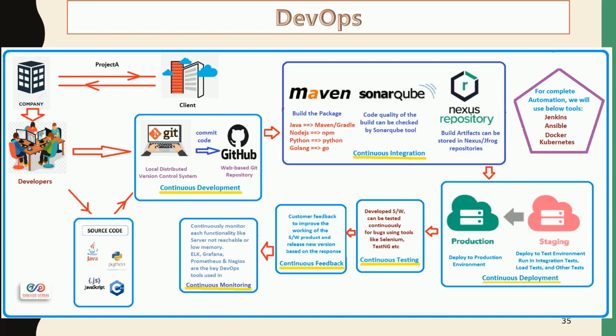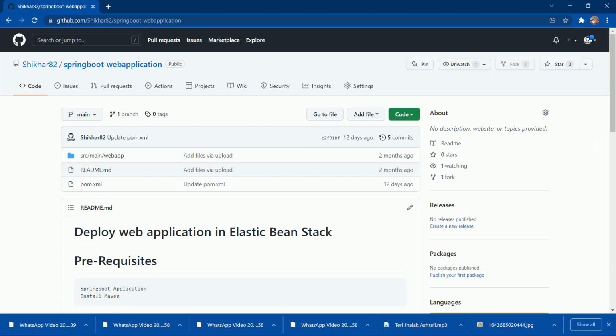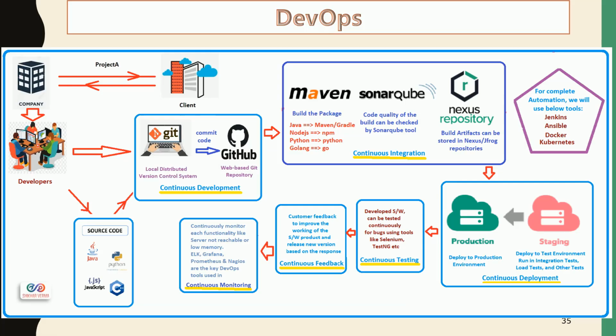Let me show you from GitHub. Here you can see this is my GitHub account and this is the name of the repository. I have assigned this repository to a project. The name of the repository is Spring Boot Web Application. This is a project, and here you can see the developer has created the code for it. You can see the file names, and this is the pom.xml. This is a very important file. We will understand this file in later lectures. Now coming back here, we have the code in GitHub. The developers have created the code.